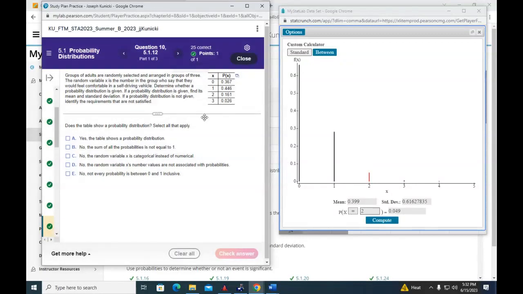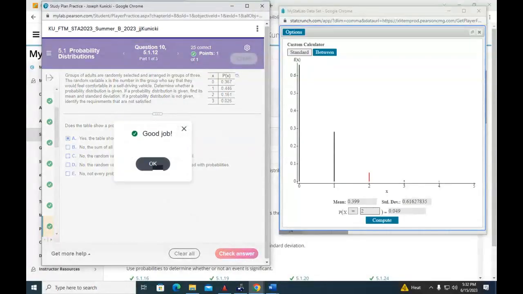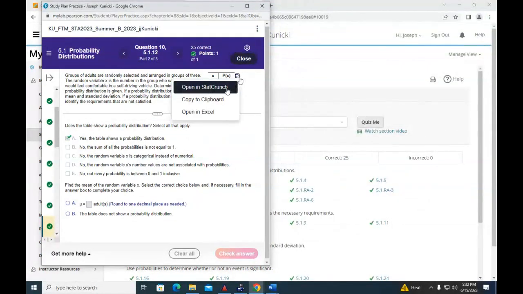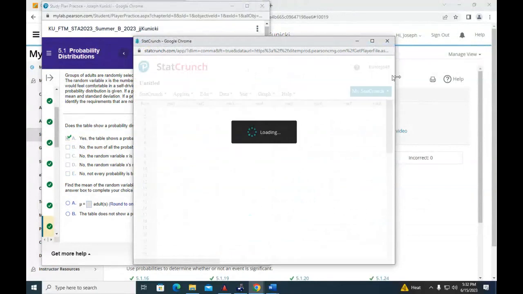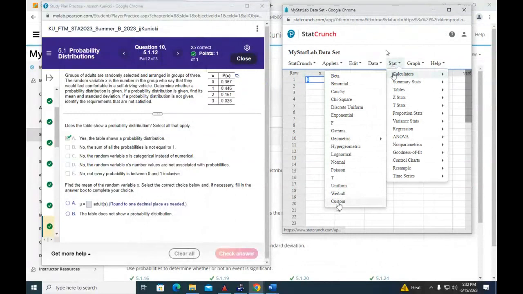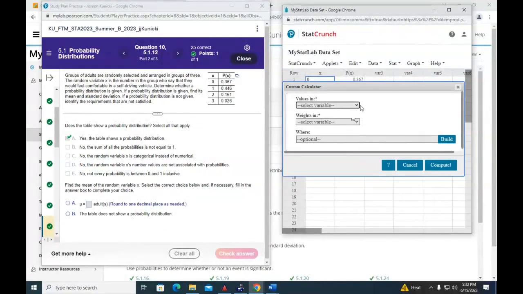Right. All right, number 12. Is it valid? Yeah, it looks like it. You can do a real quick add there. You'll see you'll get 1,000, and it's finite. It's numerical, so yes. Then they're going to ask us once again for the values. So we open it up in StatCrunch. We go to Stat, Calculator, Custom. And the X's are the values, the weights are the probabilities, compute.